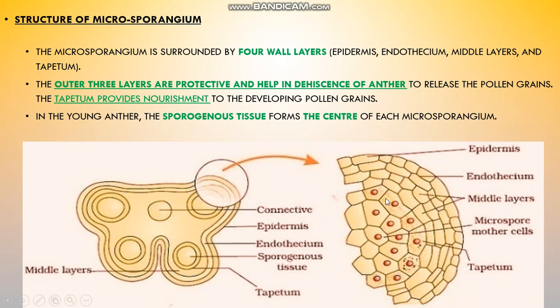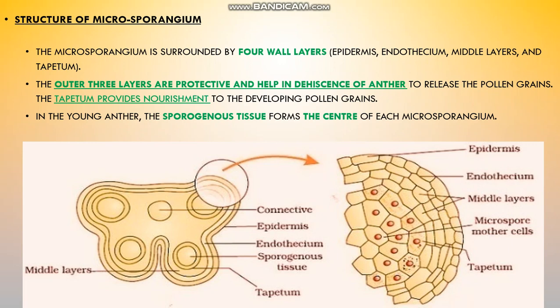Now, the 4th wall layer is named tapetum. The function of this tapetum layer is to provide nutrition to the developing pollen grain. Here in this figure also you can see the outermost layer, this one is the epidermis, then inner to that is endothecium, then here the middle layers, and this one is the tapetum, and in the center the space is there where the microspores are formed. So tapetum provides nutrition to the developing microspore.